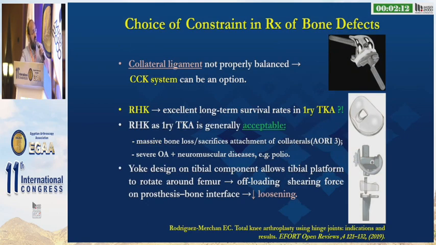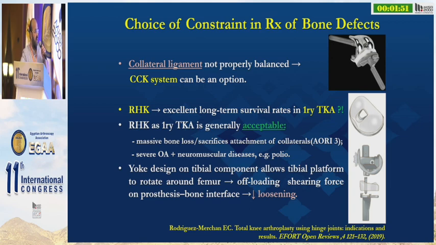The choice of the constraint in treatment of bone defects is pretty much dependent on the soft tissue, on the ligaments, and not the bone defect itself. So if you cannot balance your collaterals properly, you can use a CCK or RHK knee. This statement might be controversial.